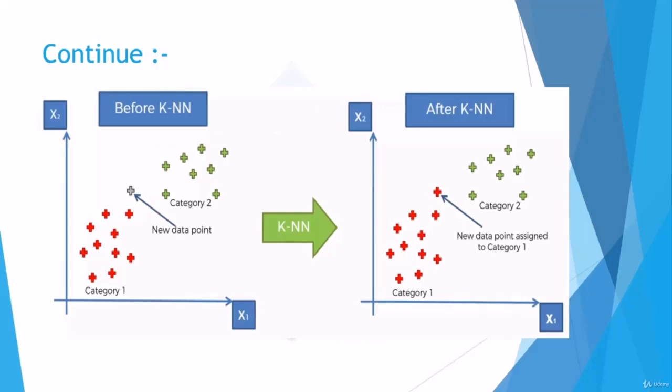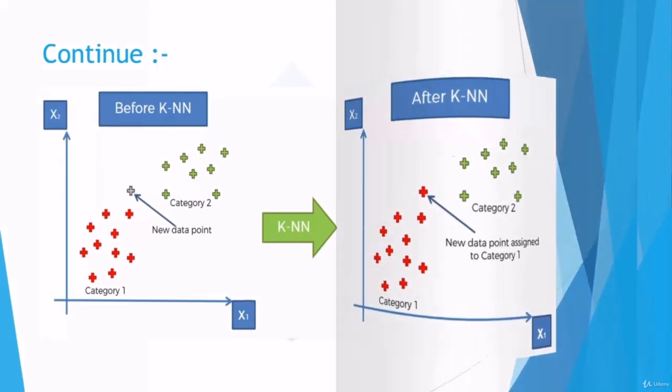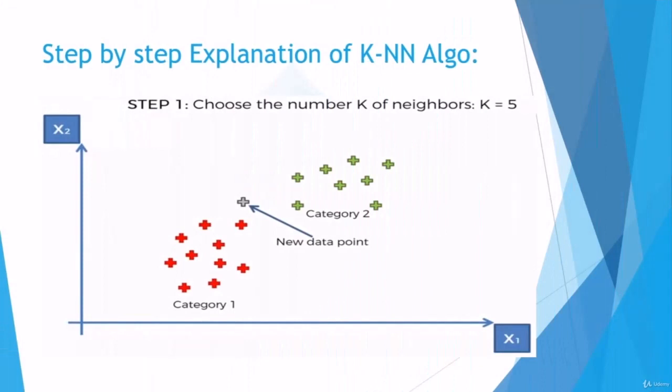This is an example plot in which there are 2 categories, category 1 and category 2. Before applying KNN, we are taking a new data point somewhere in between these 2 categories. After the KNN algorithm is applied in this example plot, we get that the new data point belongs to category 1. So let's see how this decision is taken. Here is the step-by-step explanation of the KNN algorithm.